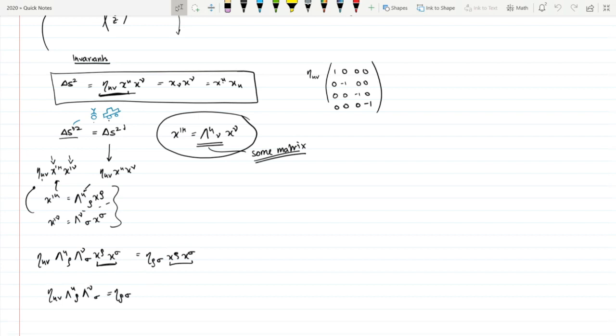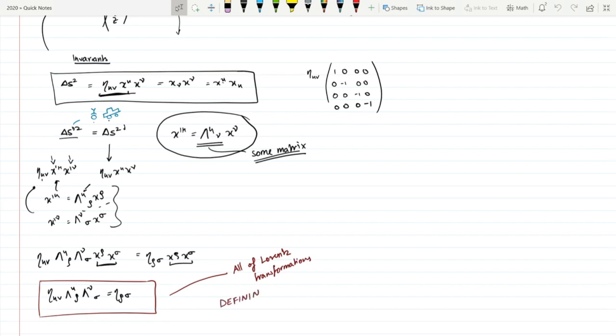Does everyone see this? This equation is probably the second most important equation in all of relativity. With this one equation alone, you can write down all of the Lorentz transformations. It's the defining equation of the group. Is this clear to everyone?